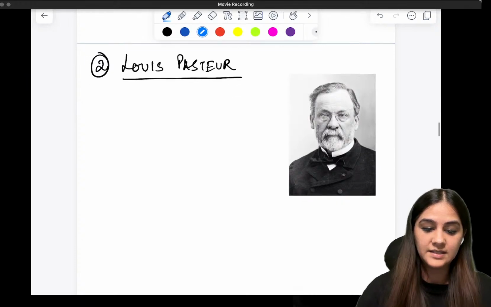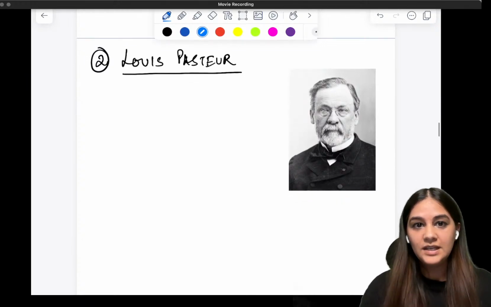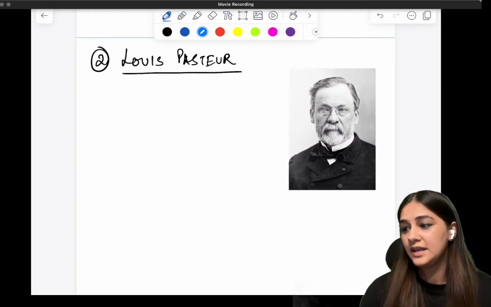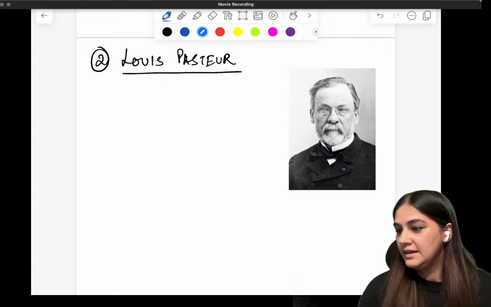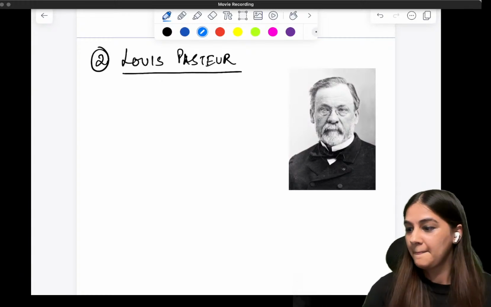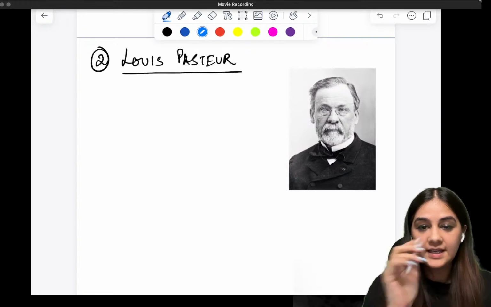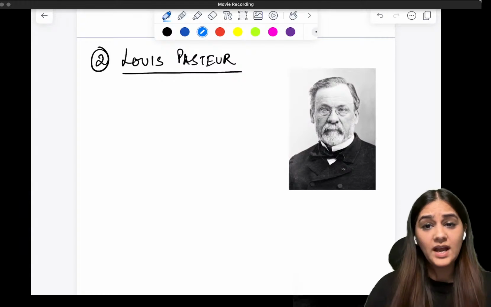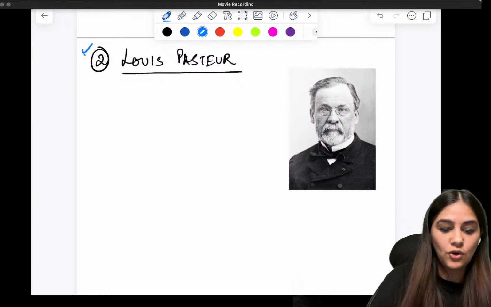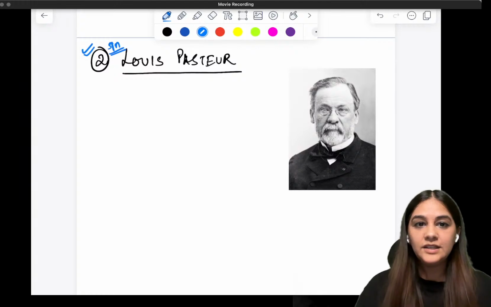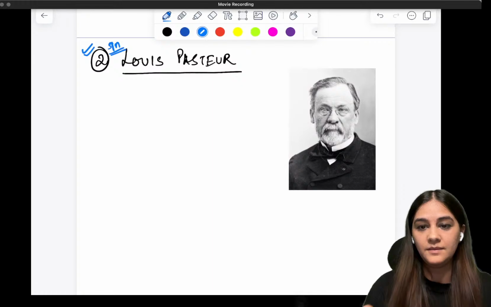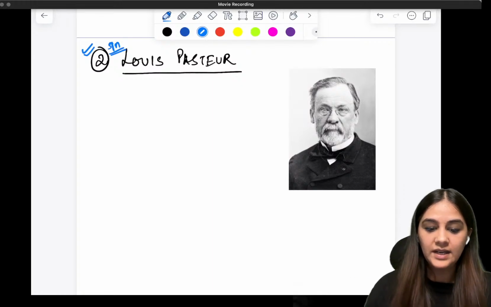Next, let's come to Louis Pasteur. This is how Louis Pasteur looks. Please remember the photographs because you can get questions based on this. Louis Pasteur has had a lot of achievements, and this is a short note for all the second year professional students who will be giving their professional examinations. This scientist can come as a short note. So let's remember it like this.